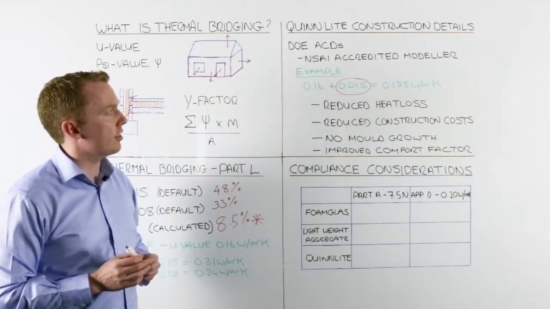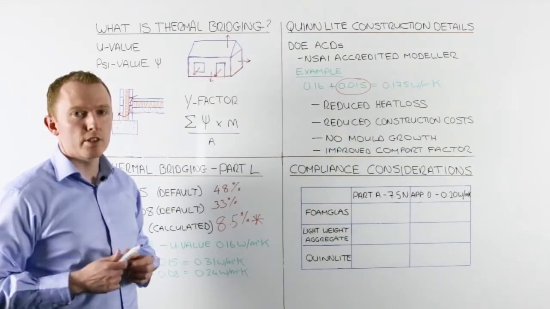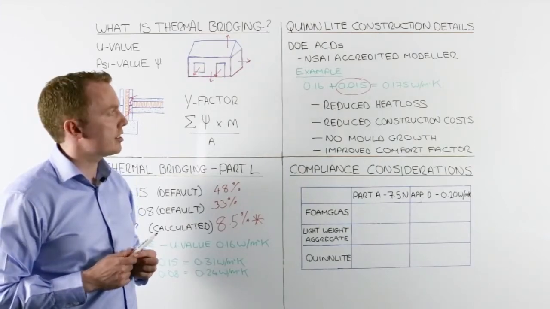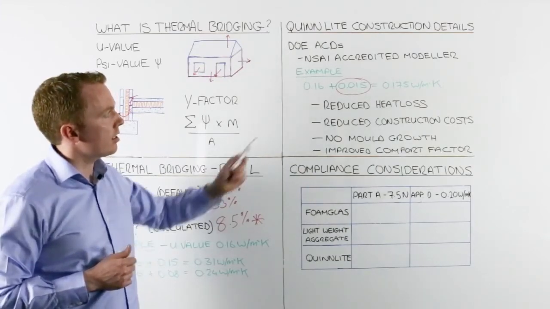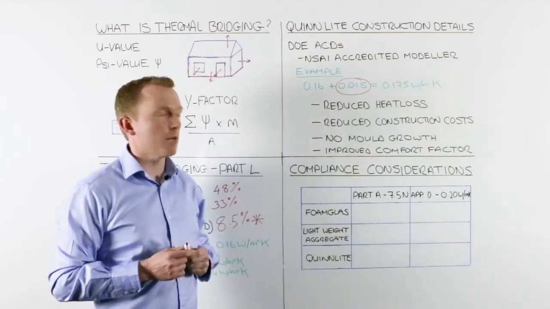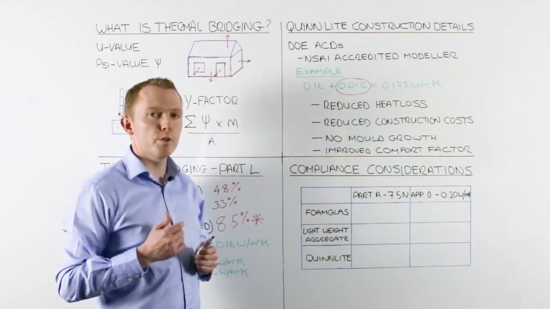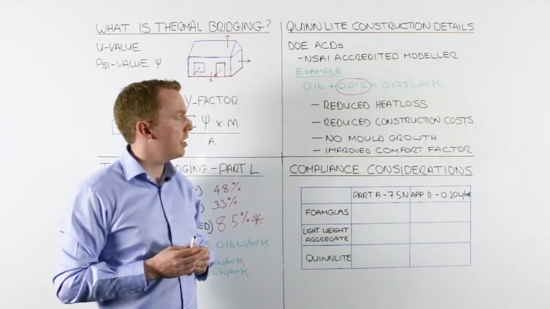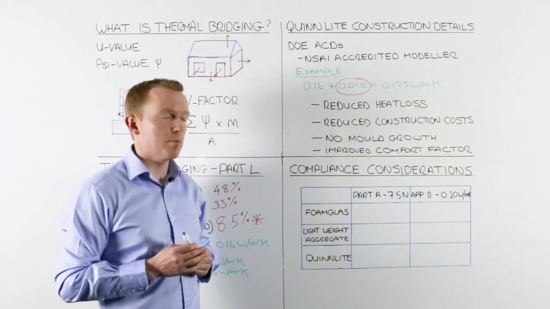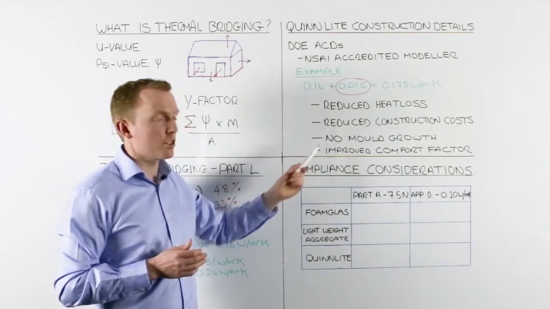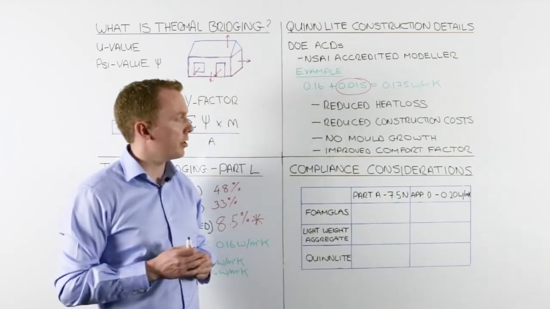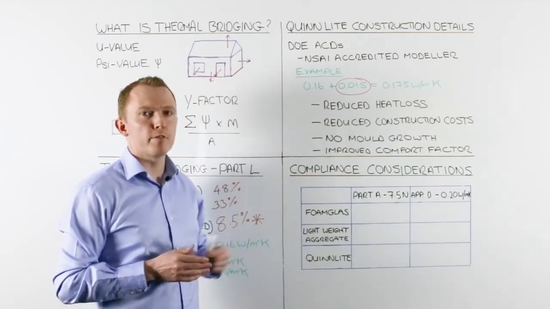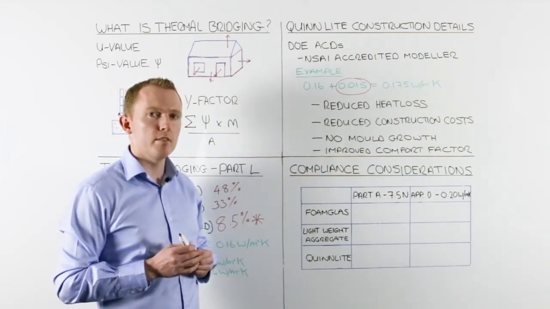As well as reducing heat loss, which results in long-term savings in energy bills, improving your thermal bridges also reduces your construction costs. And because of higher surface temperatures at junctions, we also eliminate the risk of mold growth and improve the comfort factor of our dwellings as well.